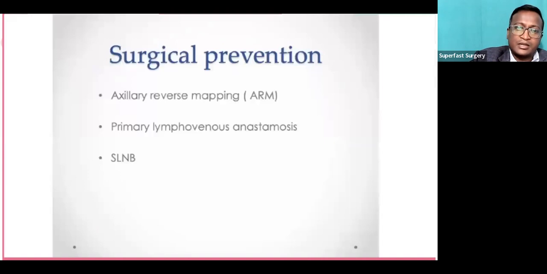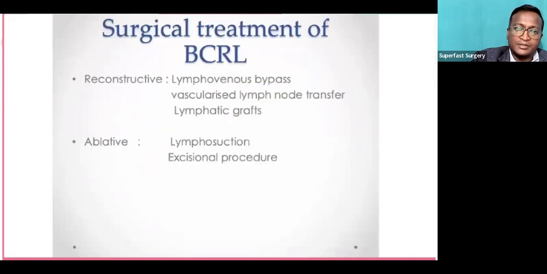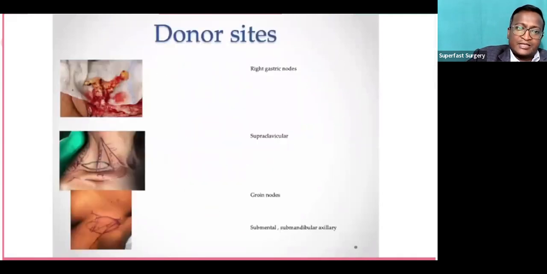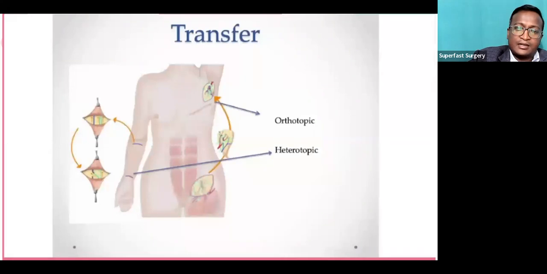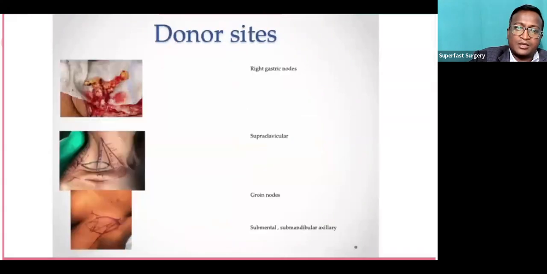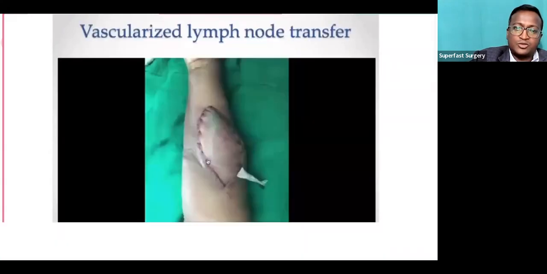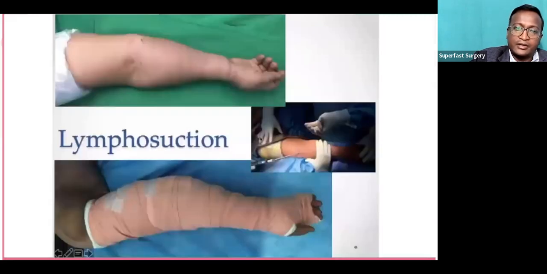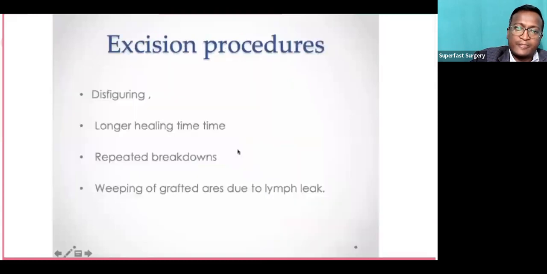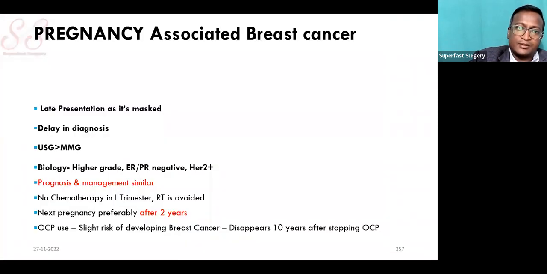Surgical prevention is done by axillary reverse mapping, lymphovenous anastomosis, and central lymph node biopsy. This is vascularized lymph node transfer, where the lymph node is taken from one area, either the groin or the neck, and then anastomosed to the limb. So this will improve the lymphatic drainage. This is liposuction. This is excision. So those were the management options for lymphedema.